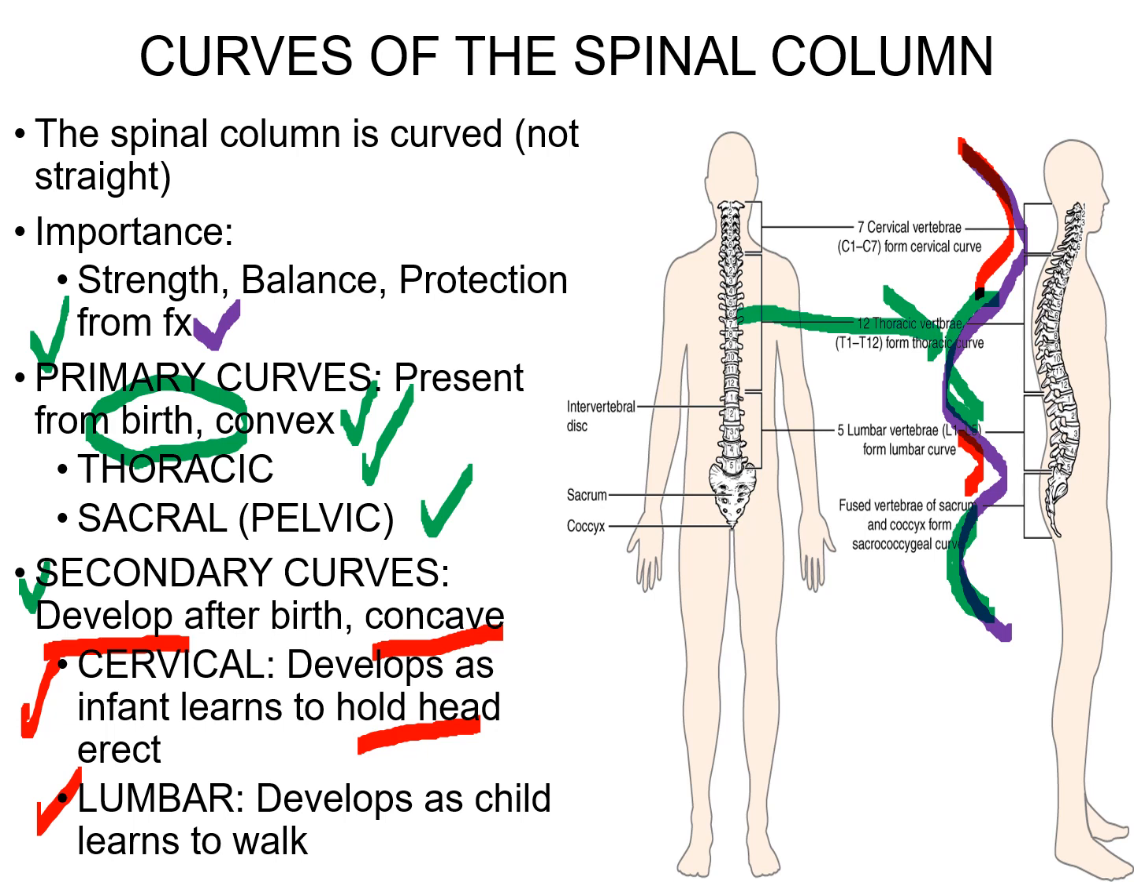And then your lumbar spine develops a little bit later. It says it develops as a child learns to walk. It actually starts developing when you learn to crawl. If you've ever seen a baby crawl, their lower back does sag a little bit, right? So you do start developing that during the crawling phases, and then it's finalized during the walking phases when you have to hold your body upright. So thoracic and sacral are primary because we're born with them, and the cervical and lumbar are secondary because you have to work on them. You have to develop them after birth.